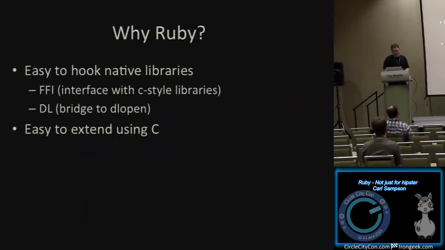It's easy to hook native libraries. There's the FFI interface to interface with libraries that expose themselves via a C-style interface, so DLLs on Windows or shared objects on Unix. DL is a bridge to dlopen for Unix platforms. And it's also easy to extend using C. So not only can you embed Ruby within an application, you can also extend it using native code to do fun things.